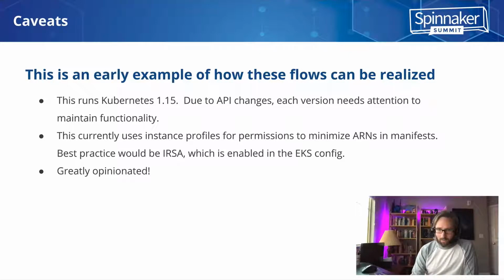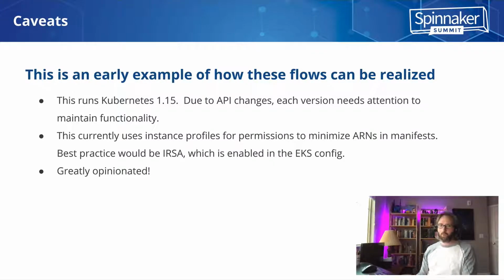Secondarily, there are some security practices here that would not be considered best practice. For example, the permissions currently still use instance profiles for permissions to access things like S3 and Route 53, as opposed to using IAM roles for service accounts, which is a feature that's available in EKS. We want to change that eventually, but we used instance profiles right now to minimize the number of ARNs that needed to be in our Kubernetes manifests. Should you want to explore what that looks like in your own environments, IAM roles for service accounts is actually enabled on the EKS cluster when it gets deployed. You don't need to make adjustments inside the manifests themselves.